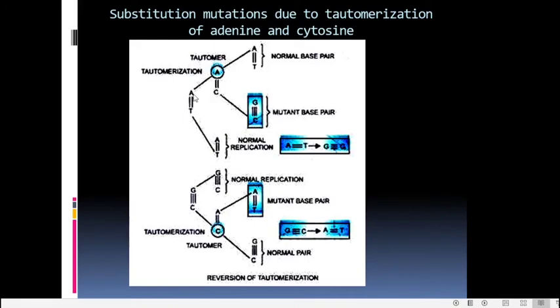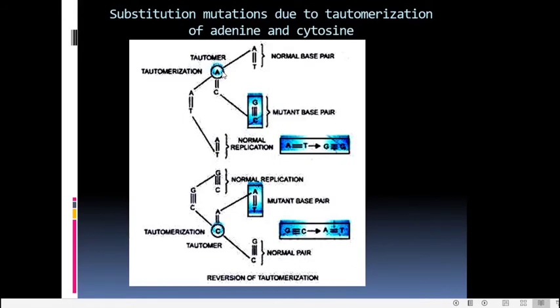Now these tautomers are not stable. They can revert to their normal form. So this conversion from a normal form to a tautomerized form is reversible. After a while it can convert back to a normal form. But by the time it does, the opposite, complementary strand already has C instead of T. Now this A has been converted to its normal form and C is here.